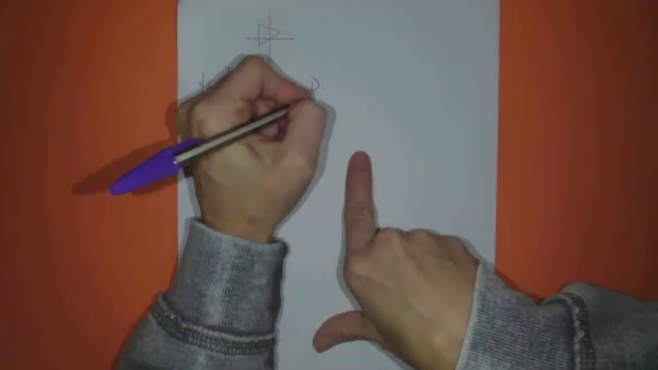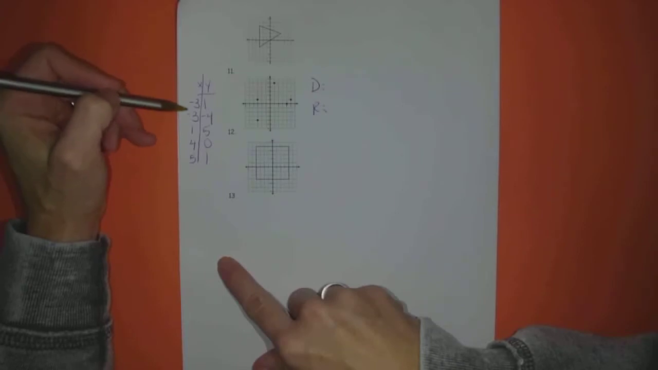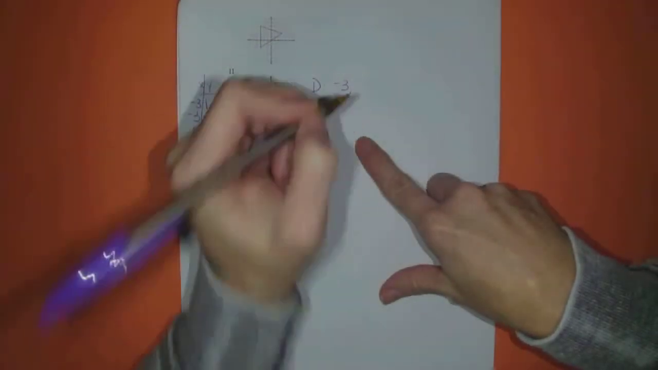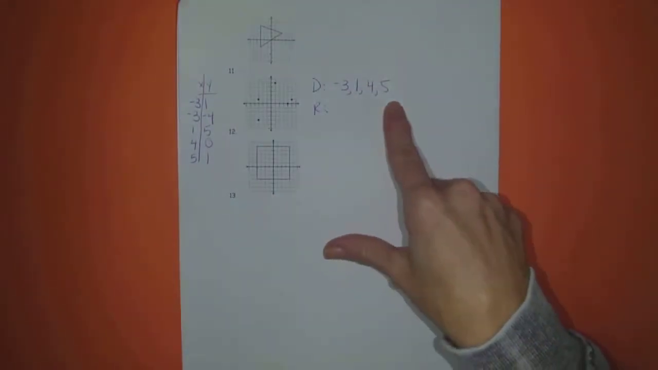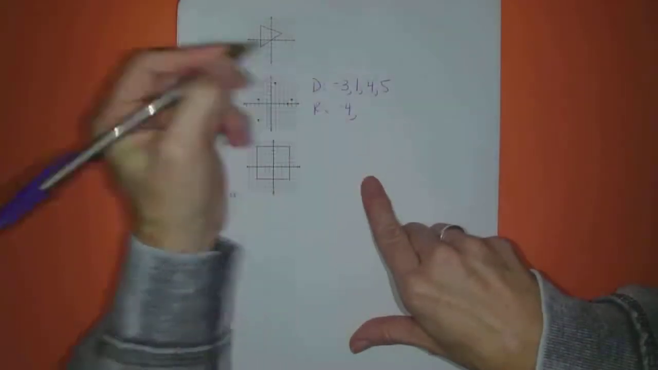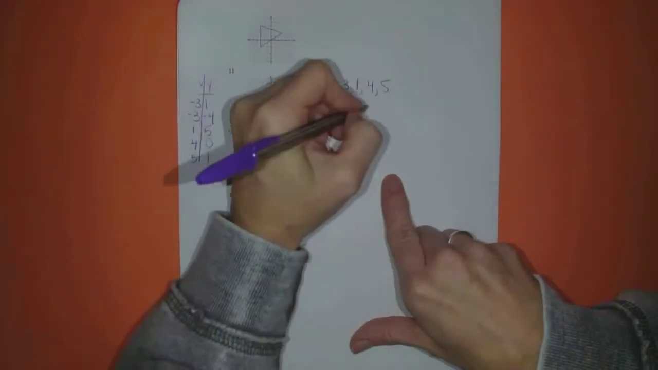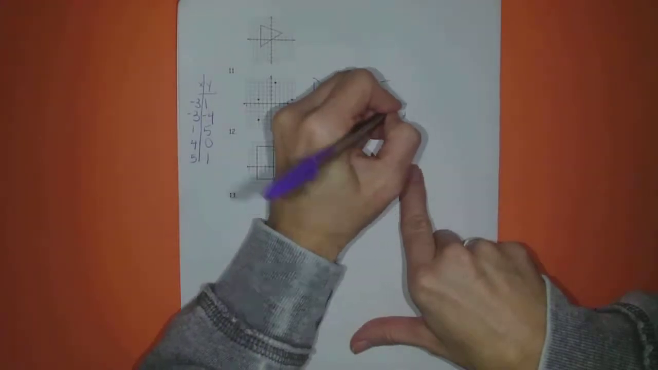So again, domain and range. I'm not going to repeat -3 twice. I'll just write it once. So -3, 1, 4, and 5 for my domain, or my x. My range in order would be -4, 0, 1, which I'll just write once, and 5.